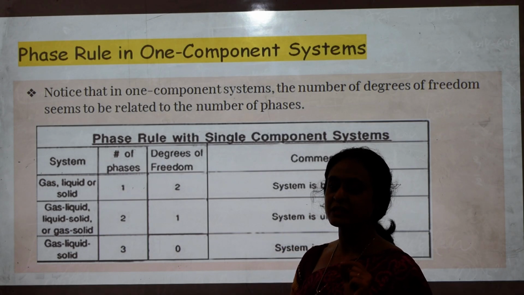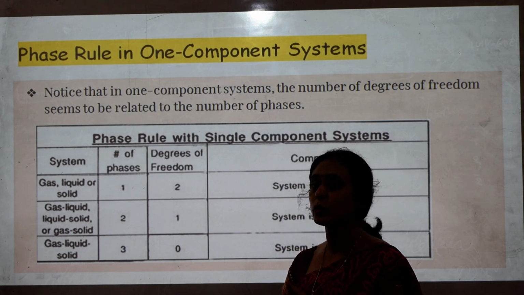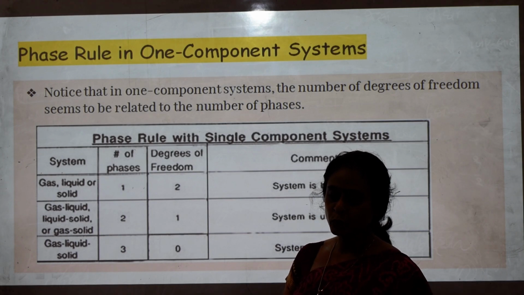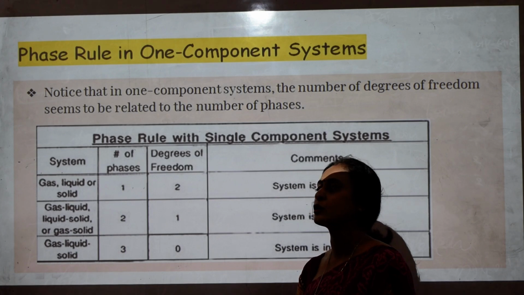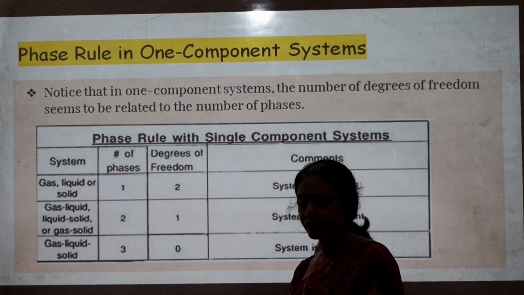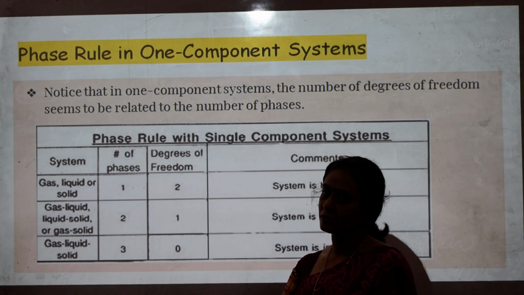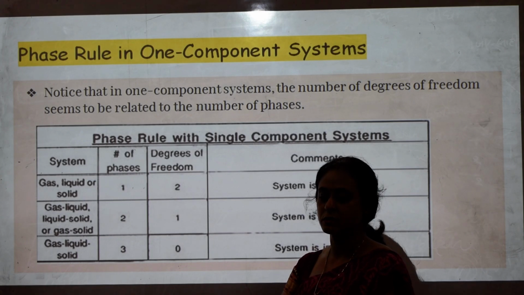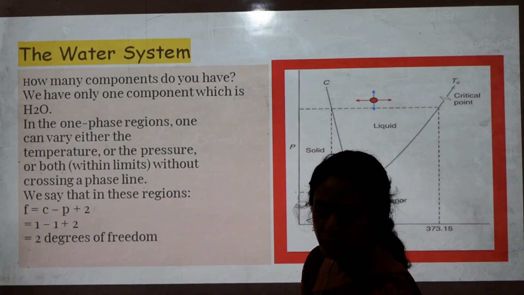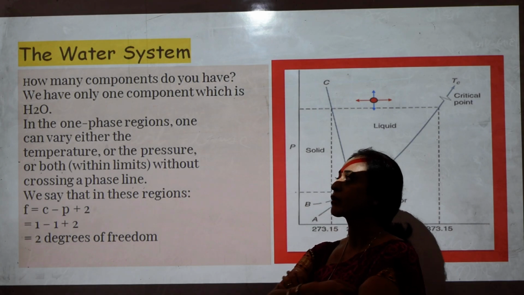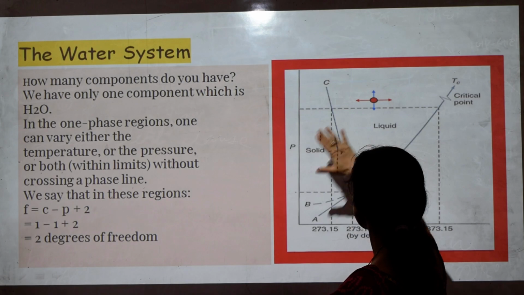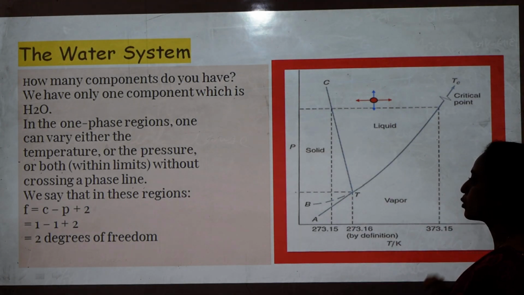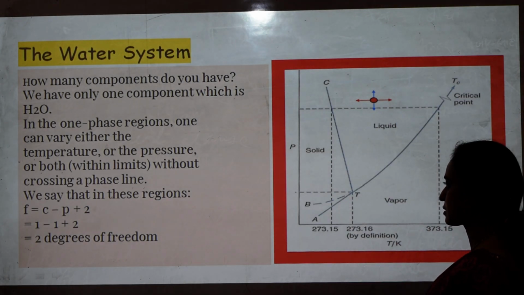If we put the phases as 1, then there must be 2 degrees of freedom, and if 2 phases are present, 1 degree of freedom, and if 3 phases are present, no factors are responsible to define that system. I have summarized this. Now we come to the diagram and then it will be clearer. Now here you look, this is a particular phase rule diagram of the water system.